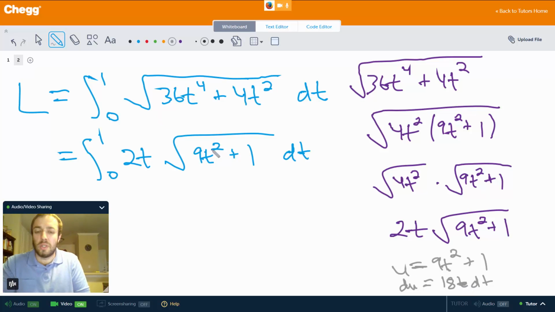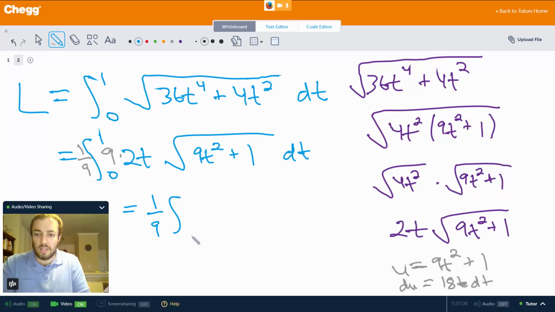So if we look at this, we don't quite have an 18t dt, but we have a 2t dt. So what I want to do is multiply this by 9, but because I do that, I have to divide by 9 to make that okay. Let me go ahead and rewrite this in a slightly different format.